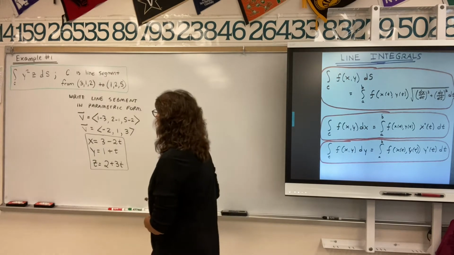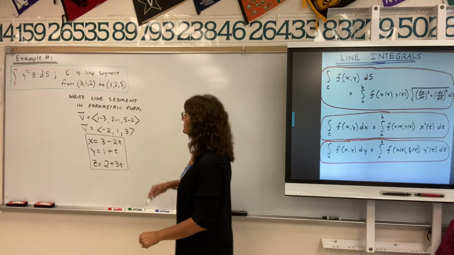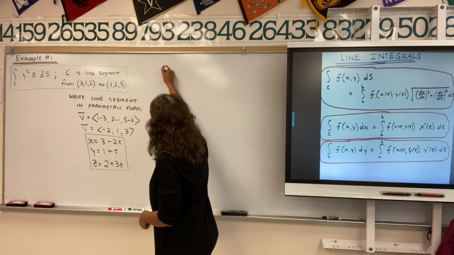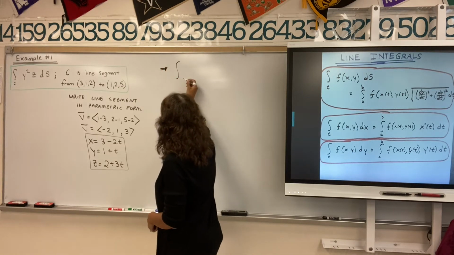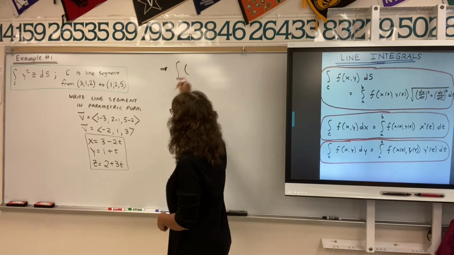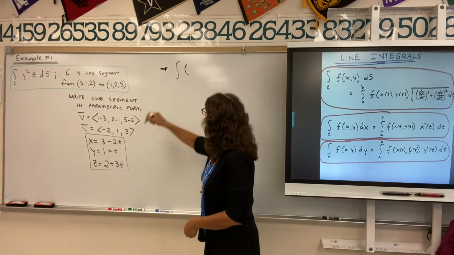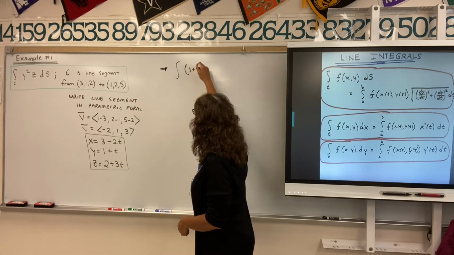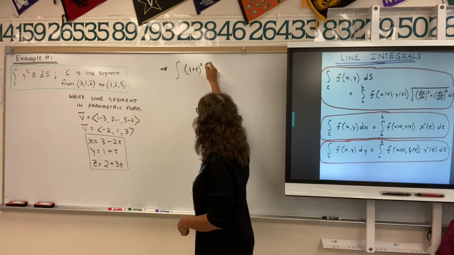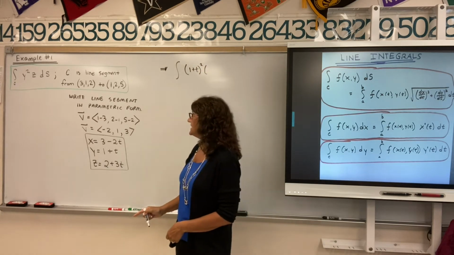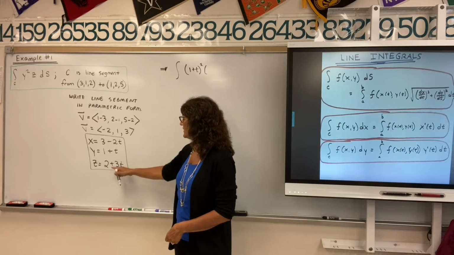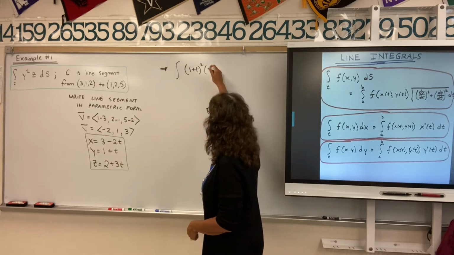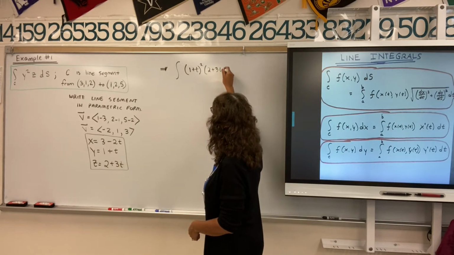All right. Now, once we get the integrand set up, we'll set this up as we go. So here's what we're going to have. We're going to set up the integrand. The integrand has y squared. Again, y is 1 plus t, so let's make that substitution: 1 plus t quantity squared. All right, z. What do we have for z? Z is 2 plus 3t.